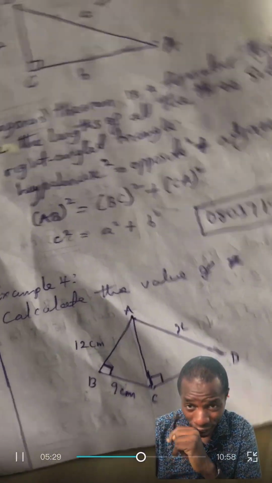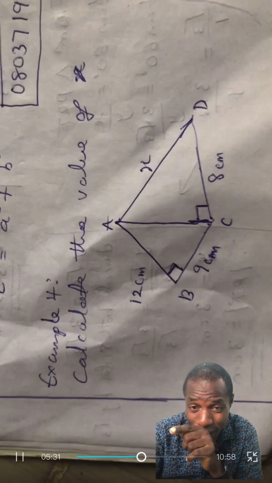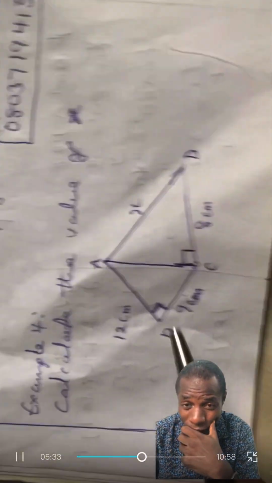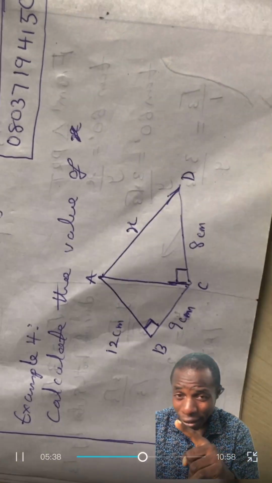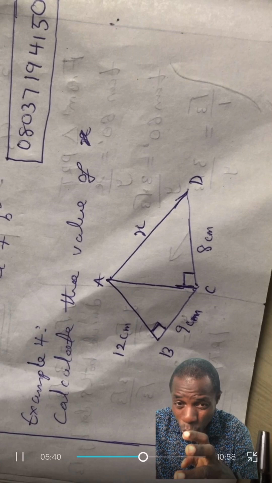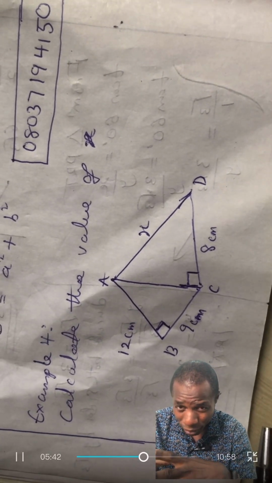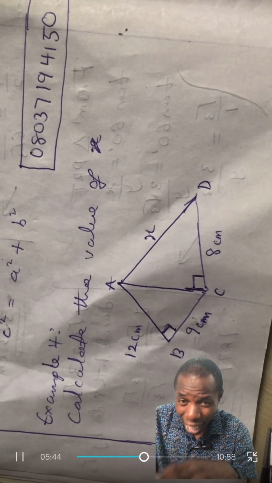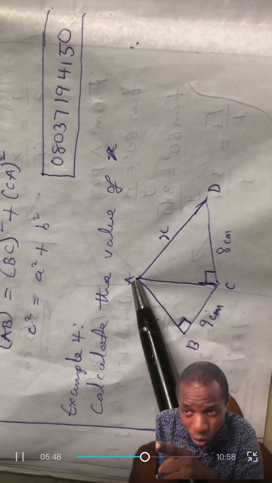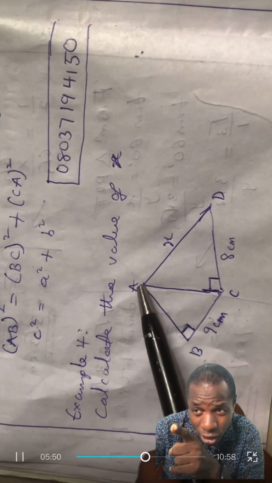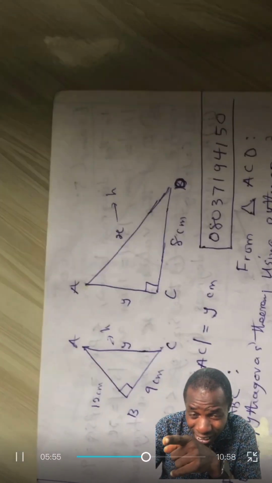Calculate the value of x. If you look at the diagram here, there are two right angle triangles. And I told you in the previous example that when you have a shape that has two or more triangles joined together, after splitting them, there will be a common side. Here the common side in this shape after splitting the triangle is line AC.